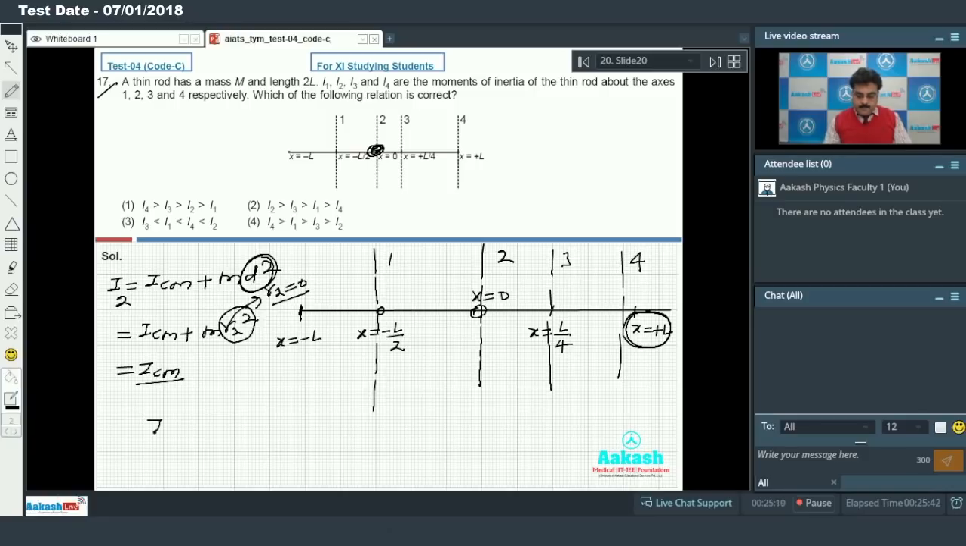So we can say I4 is highest. And if I go for axis number 3, then the value of D or R is L by 4. But if I go to axis number 1, then the value of D or R is minus L by 2. But we will take it in terms of square, so it does not matter whether it is minus L by 2 or plus L by 2. So we can say the second number is I1 and third is I3, and the minimum will be at I2.